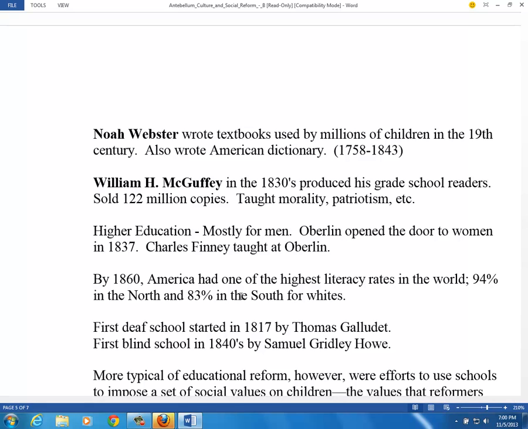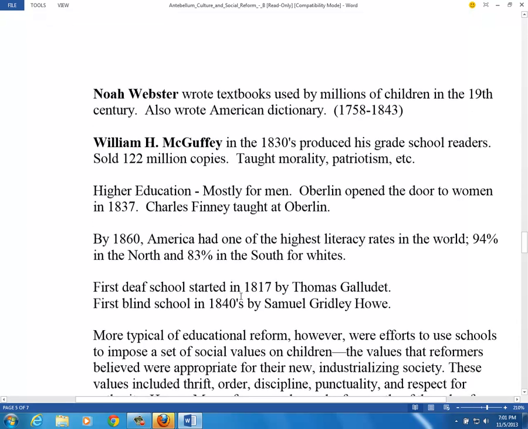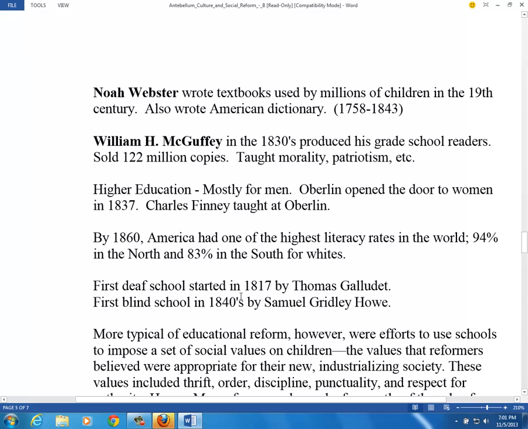Because remember, we were still kind of using English stuff, but we were talking differently here in America. So it was kind of like, wait a minute, we really need to have a dictionary that corresponds with the way we speak, not the way they speak back over there. Any of you ever seen the McGuffey Readers?